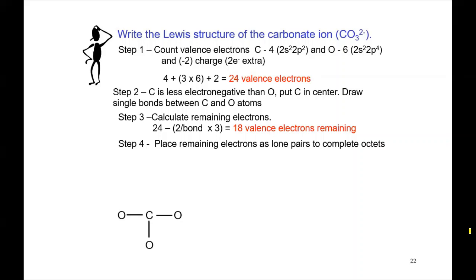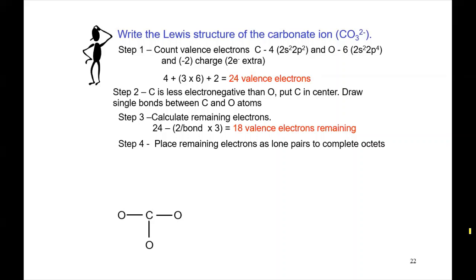Okay, here's the tricky part again. Remember, you start from the outside atoms. You're going to add them 2 at a time, and until you complete an octet, you don't stop. Once you complete an octet, that atom is not going to get any more lone pairs.